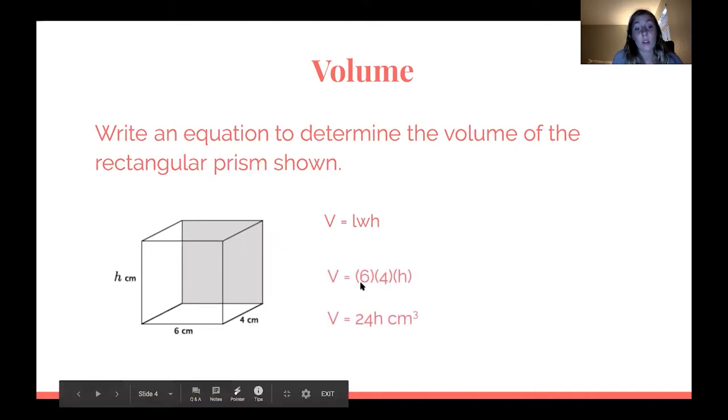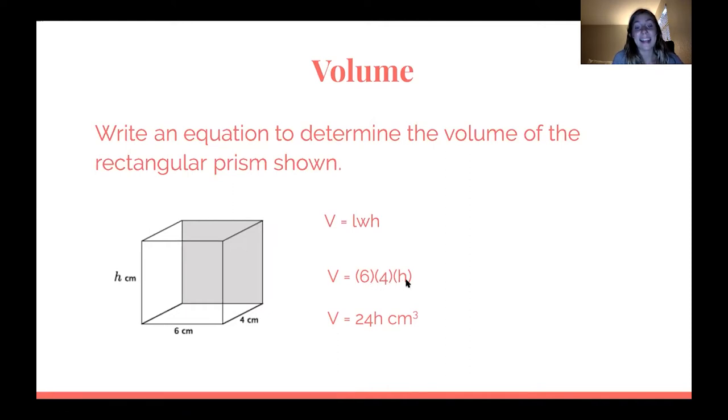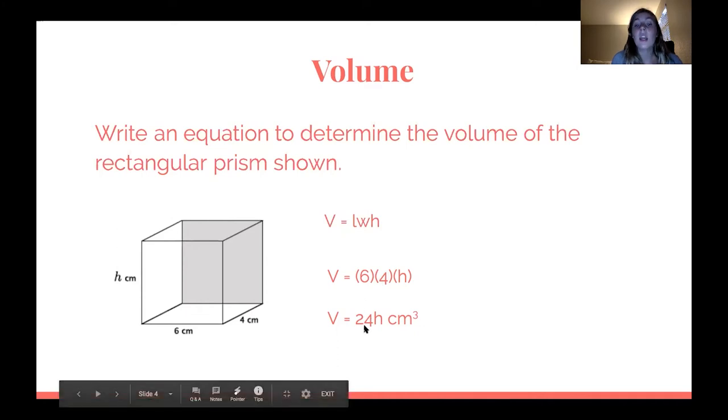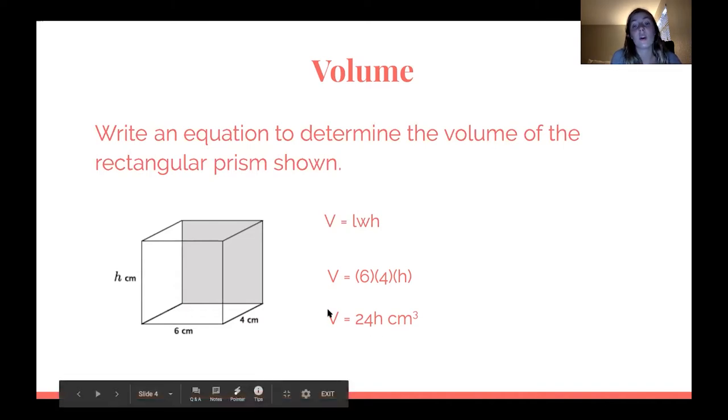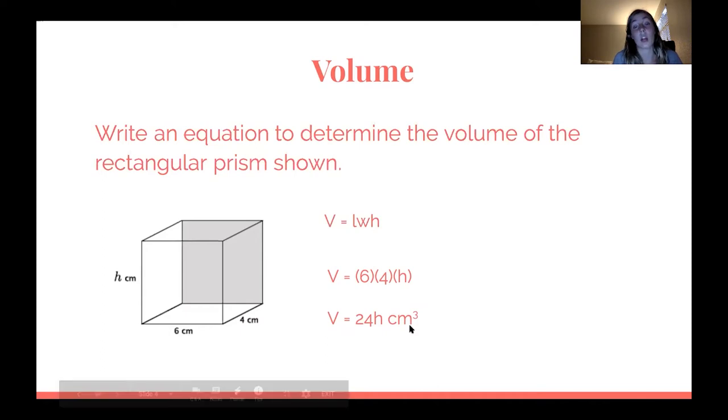So let's plug all those numbers in. Length is 6, width is 4, and our height is still h because we don't know it. Let's multiply together the numbers we do have. 6 times 4 is 24. We are just going to keep our variable there, and if we are multiplying by a variable, the variable just stays with the whole number and is included in the answer. So our volume is going to equal 24h centimeters cubed. Centimeters is our unit, because that's what they have here, and cubed because it is a three-dimensional shape and we're talking about volume.